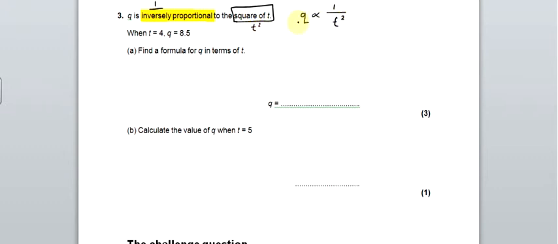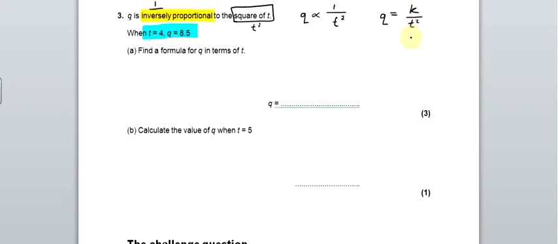And that's not the formula, that's the sort of proportionality relationship, so I'm going to put my k in now, so that means Q equals some number divided by T squared. And that will have got me some of these marks. I now need to find out what the number is, and surprise, surprise, there's a pair of values given.